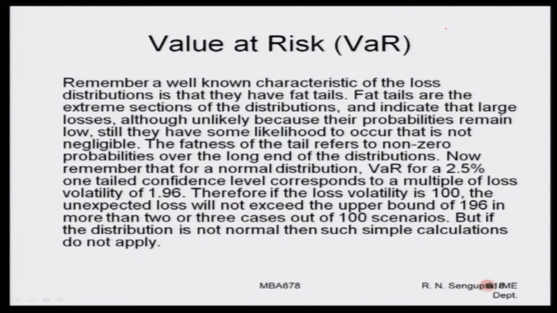Now, remember that for a normal distribution, VAR at 2.5 percent, one tail, corresponds to a multiple of losses of 1.96. As I mentioned, two tailed and one tail is very important. So you only consider one side of the distribution, considering it is skewed in a sense. Therefore, if the loss volatility is 100, the unexpected loss will not exceed the upper bound of 196 in more than 2 or 3 cases out of those 100 scenarios, if you are trying to do a simulation.